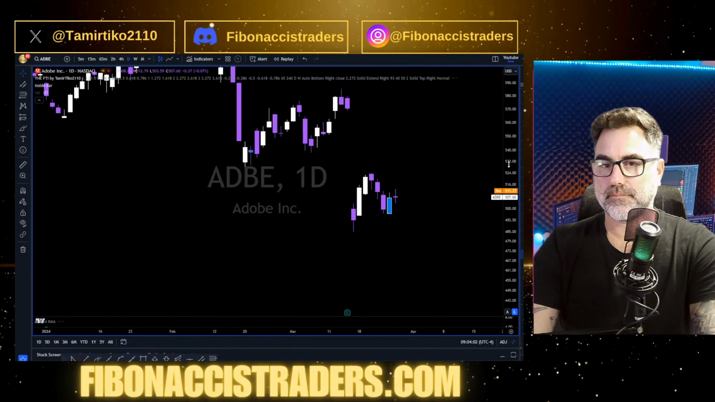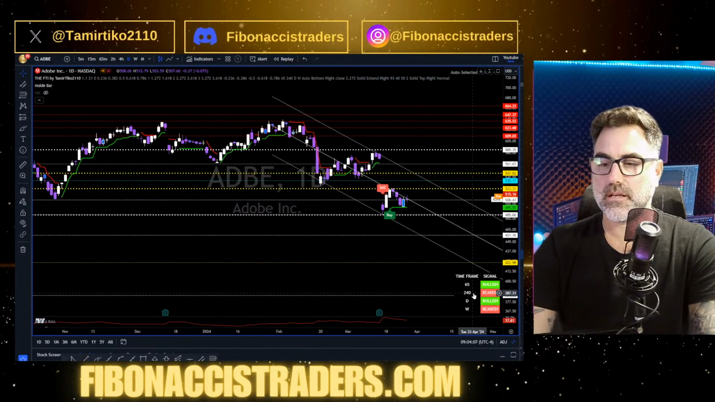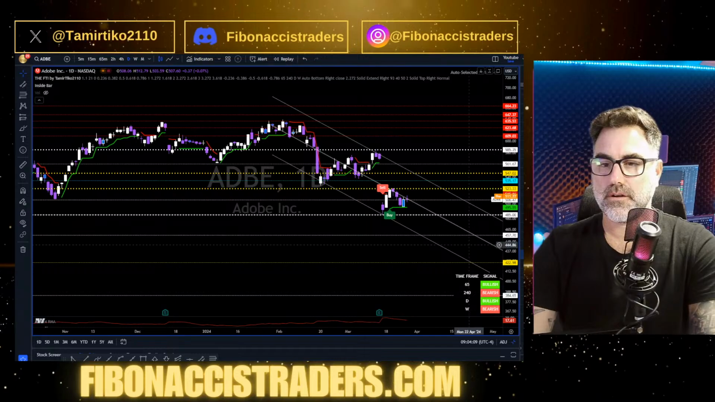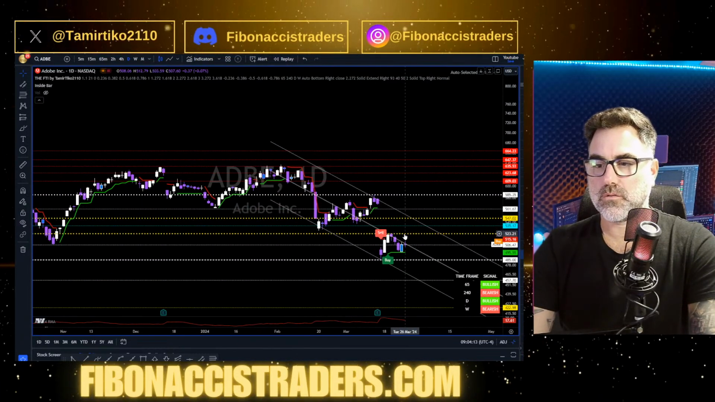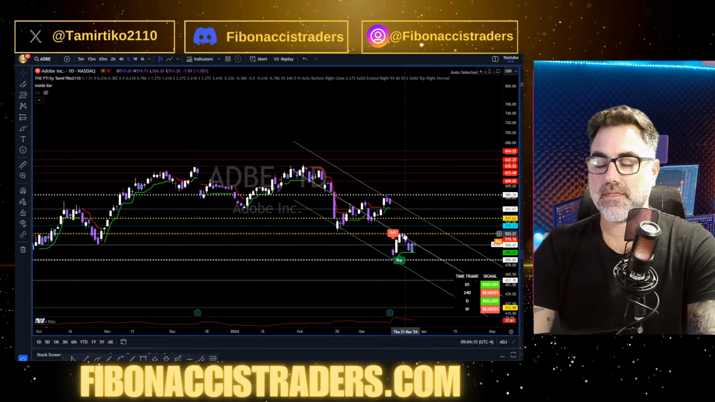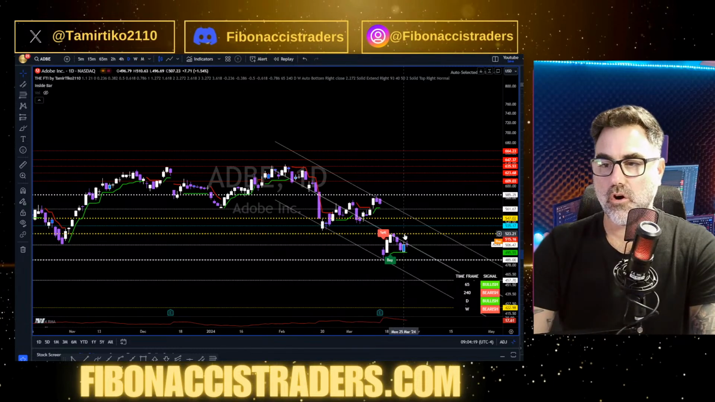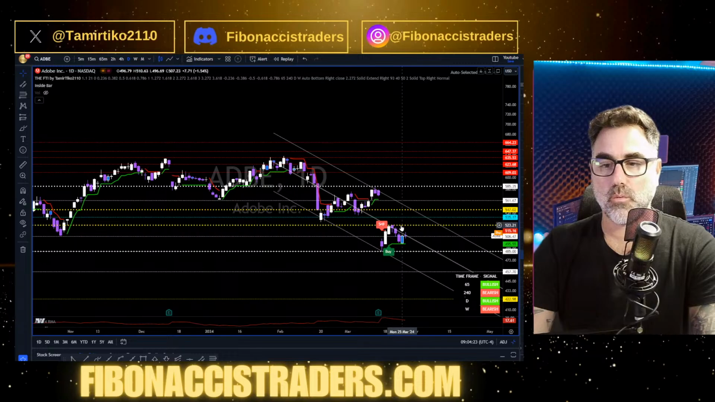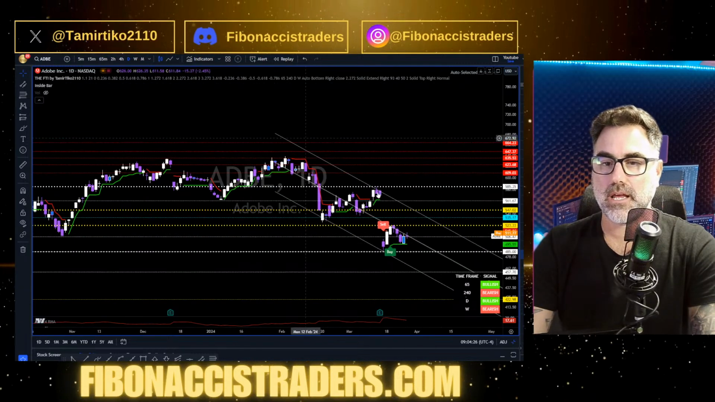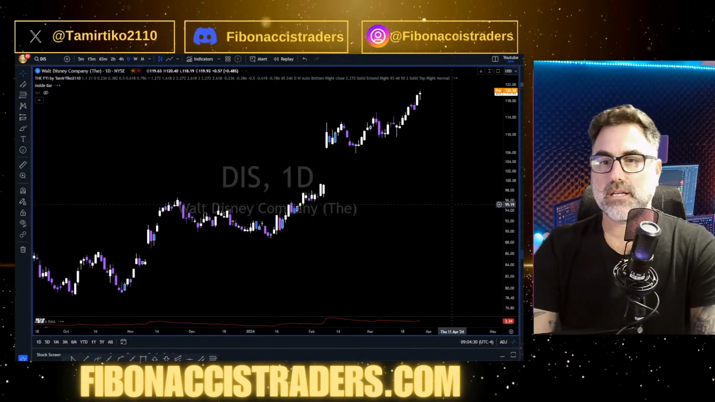Adobe. Let's talk about Adobe on the daily. Not so pretty. You have mixed signals over here. If you want weekly close above the 523, then we can start taking Adobe slowly, long position towards this gap at the 568, but we need a weekly close above it. Until then, downtrend, bearish, until proven otherwise.